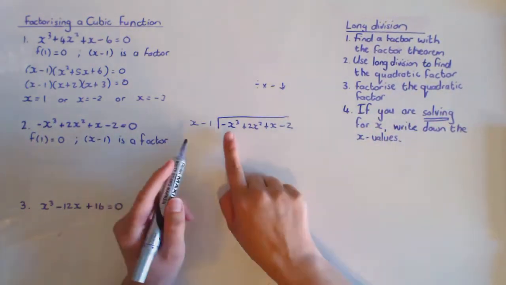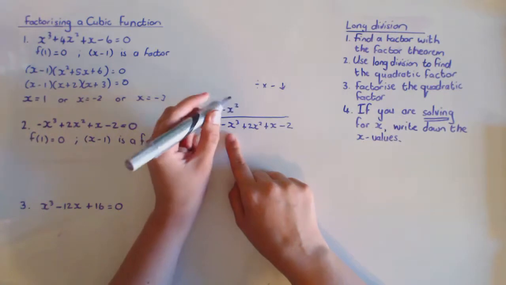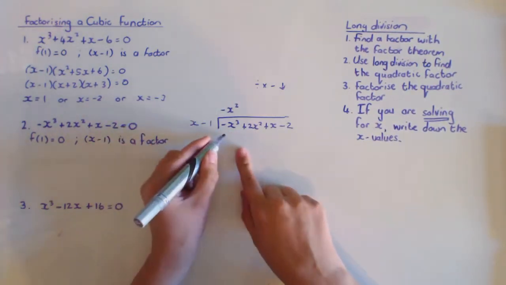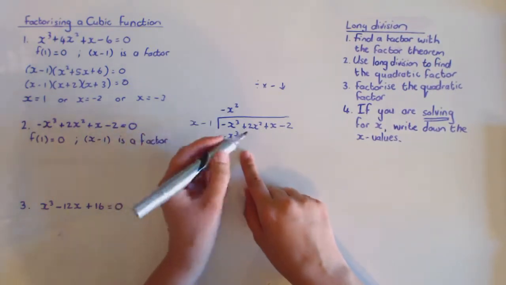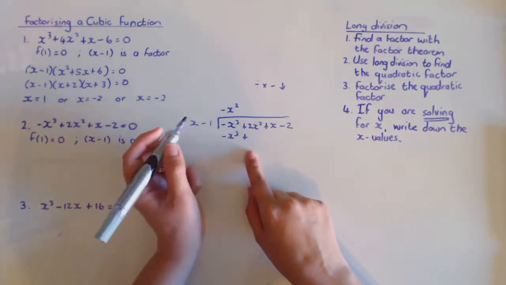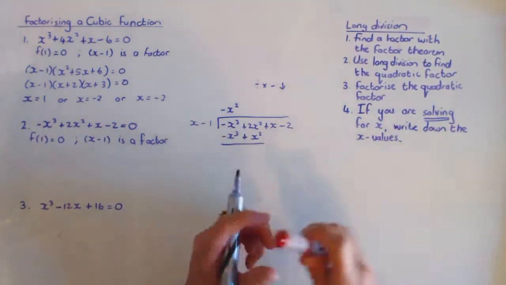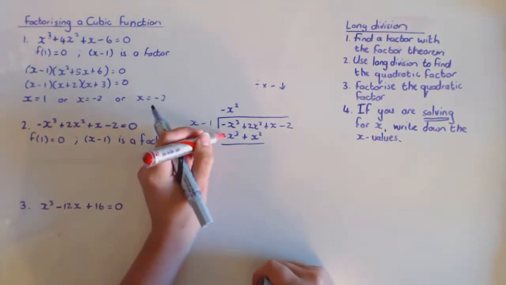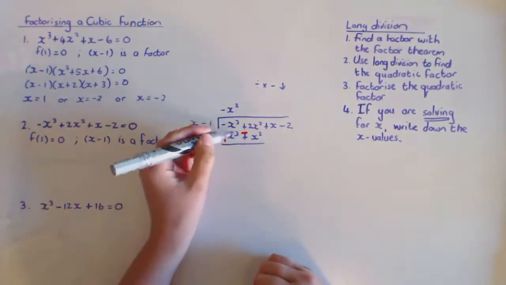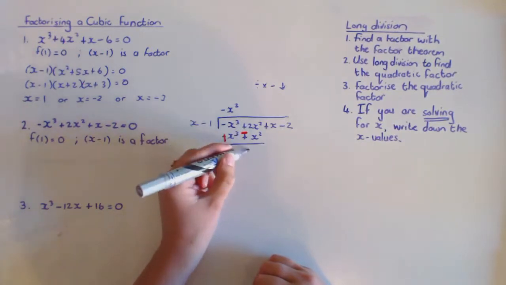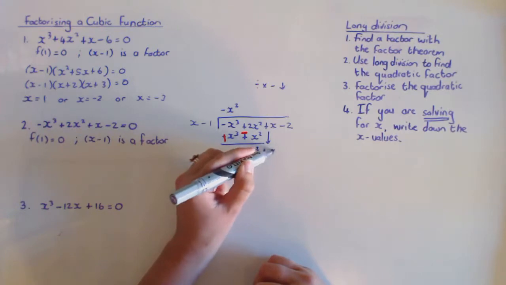Right, so I have minus x cubed divided by x, which is negative x squared. Then I multiply negative x squared with x. And I multiply negative x squared with negative 1. That gives me positive x squared. And then to subtract, I'm going to change the signs. And then I'm going to subtract, which gives me 1x squared there. And I bring down the x.